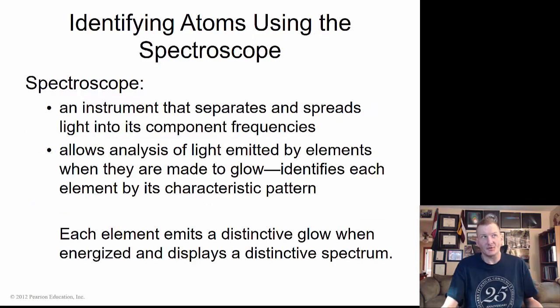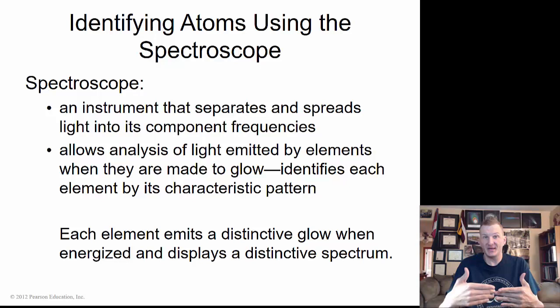Now we can use an instrument called the spectroscope, which separates the elements into their component parts. And so we can have analysis of light emitted by the elements which they are made to glow by a heat lamp. They identify each element by a characteristic pattern of a spectrum. There are lines in a rainbow. So each element emits a distinctive glow, such as neon emits a red glow.